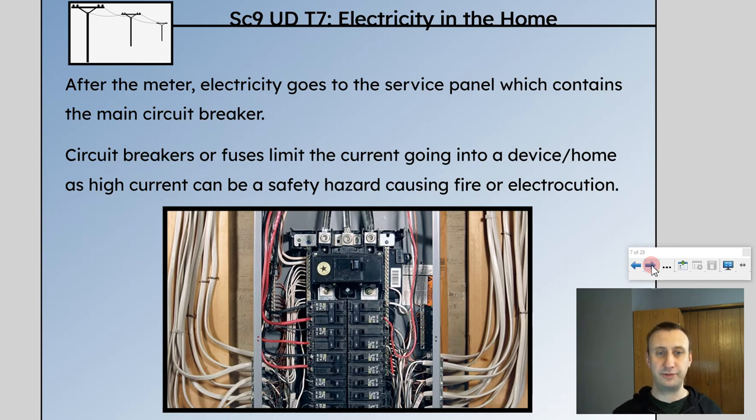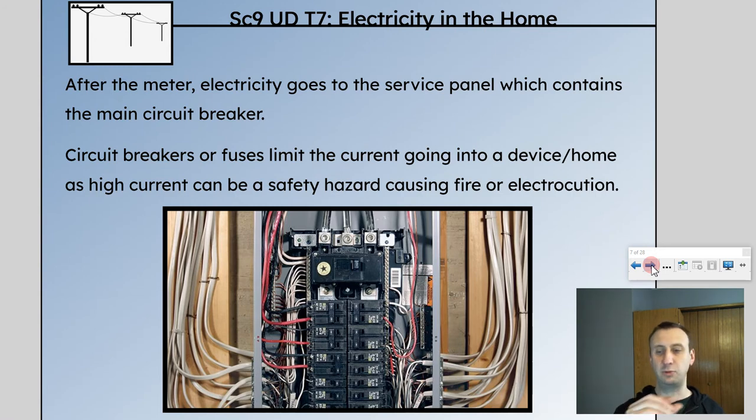Circuit breakers are essentially just fuses that limit the current going into a device or a home, as high current can obviously be a safety hazard for things like fire or for electrocution. So the idea of a circuit breaker is, for example, if someone is getting an electric shock, because of the high current going through the person, it will cut off the current to make sure that person stays safe. The same reason for the fancy plugs you find in bathrooms and kitchens that have a circuit breaker actually built into it as well, to make sure that with all the water around, if there is a short, it shuts off.